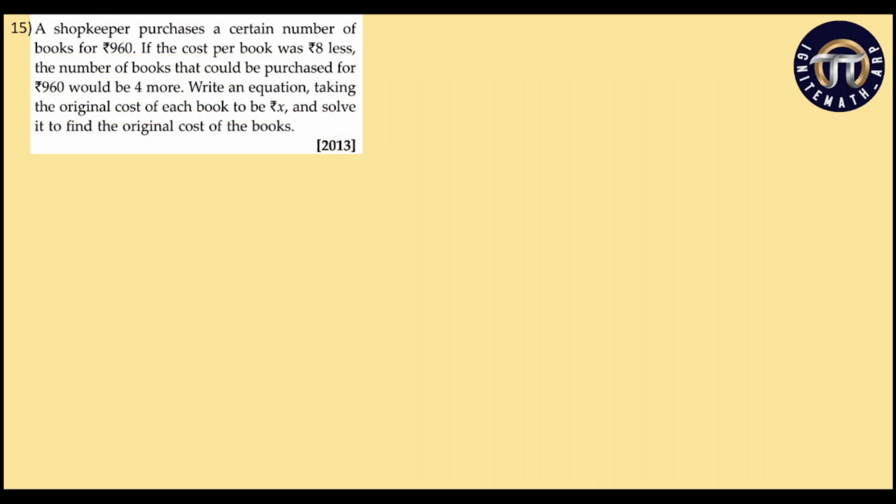Now let us see what question number 15 says. This is going to be your last question of the session, children. So now here, if you observe the question clearly, a shopkeeper purchases certain number of books for rupees 960.